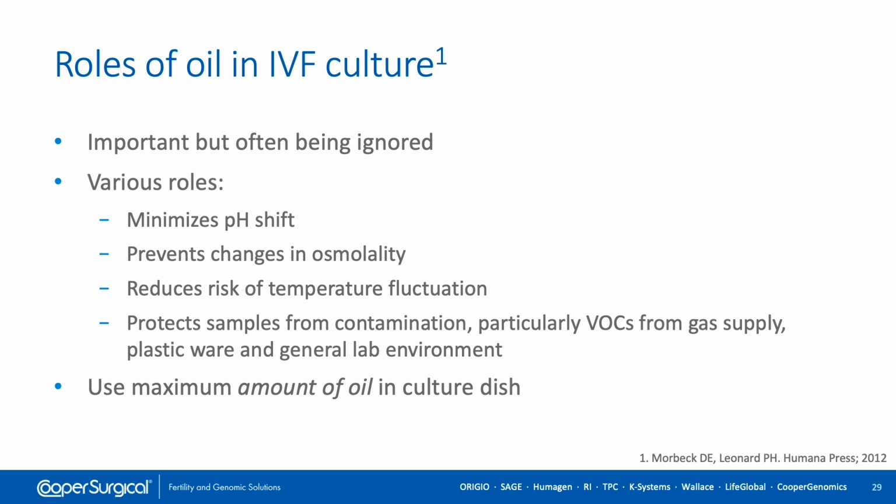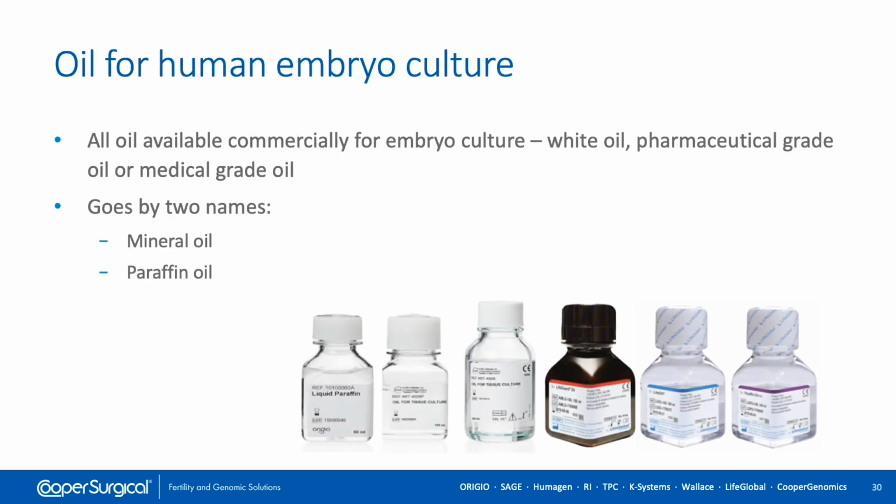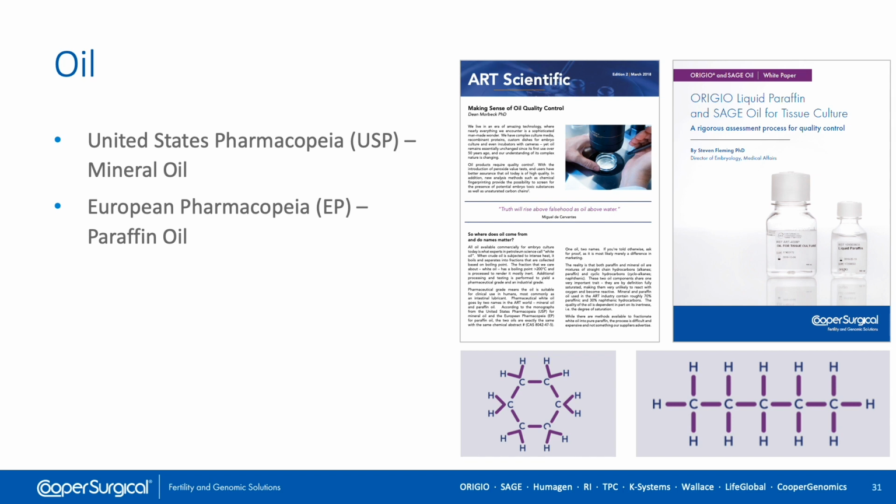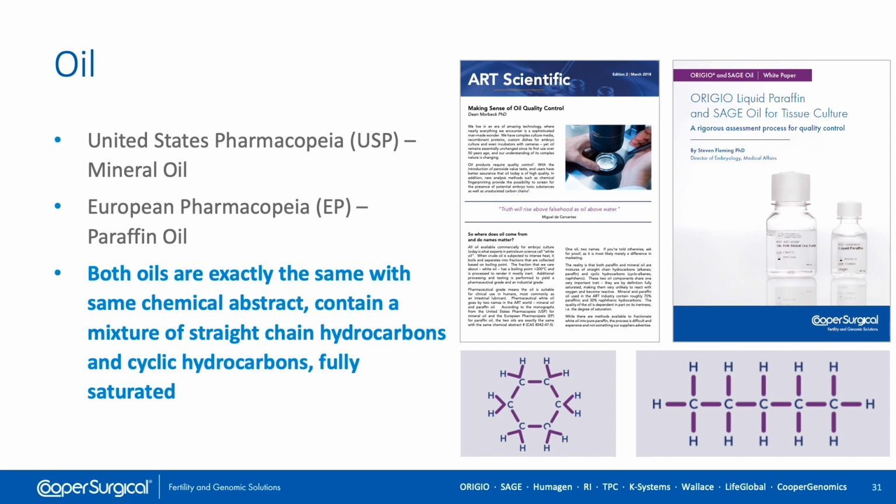So oil for embryo culture generally goes by 2 names, mineral or paraffin oil. I'm sure you know that. And are they all the same? Well, in terms of their name, if you look at the US pharmacopoeia, it's called mineral oil. European, it's called paraffin oil. But in essence, they're the same thing. They have the same chemical abstract, which contains a mixture of straight chain hydrocarbons and cyclic hydrocarbons. They're fully saturated. So in terms of their chemical makeup, they are the same.